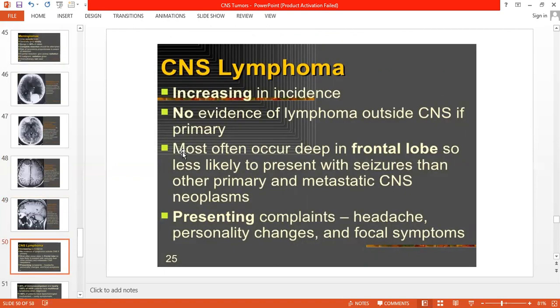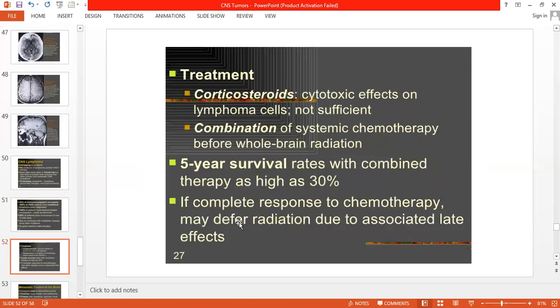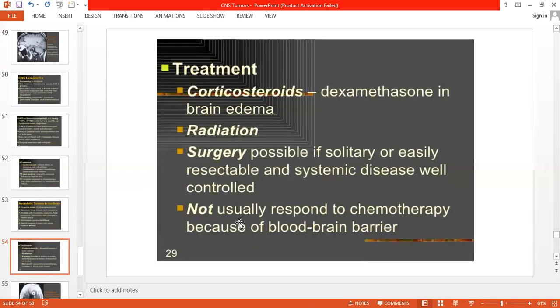They are increasing in incidence. No evidence of lymphoma outside the CNS in most. Most often they occur deep in the frontal lobe, so less likely to present with seizure than other primary or metastatic CNS tumors. Presenting complaints are headache, personality changes, and focal symptoms. How will you differentiate a lesion? Every tumor has its own particular appearance on CT scan and MRI. No need to go into the details. We are running out of time.